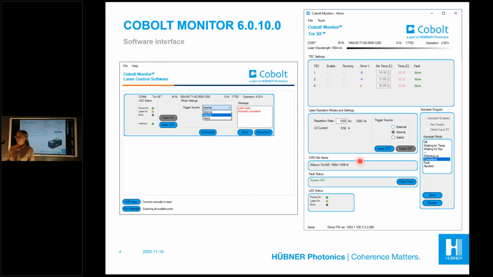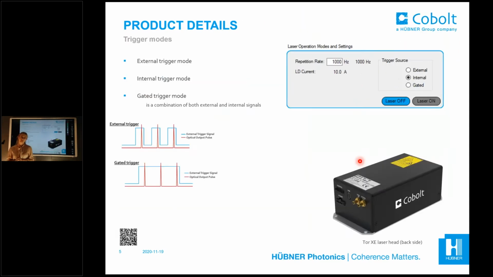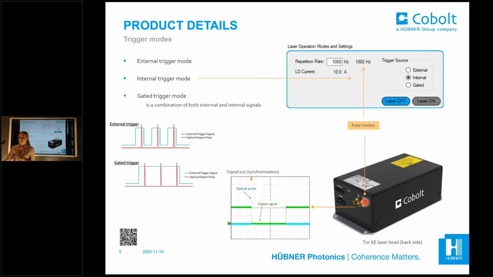So let's talk a little bit more about the differences between the trigger modes. So as I mentioned, we have internal trigger modes. That means that electronics is driving the laser at the frequency that you set in the software. And you can monitor the frequency that is measured by the laser here, either in software or using this SMB connector on the back of the laser head. This SMB connector can also give the signal that can be used for synchronization with your other equipment.